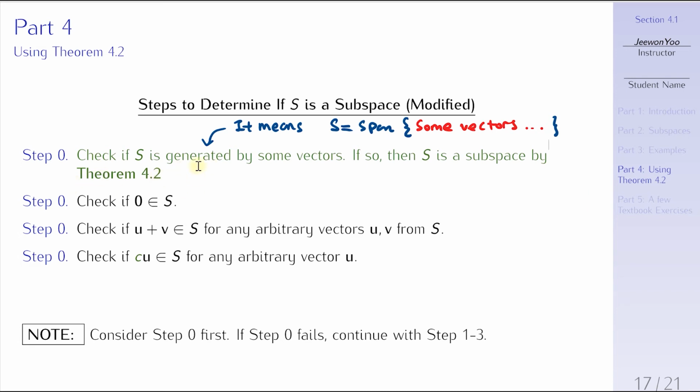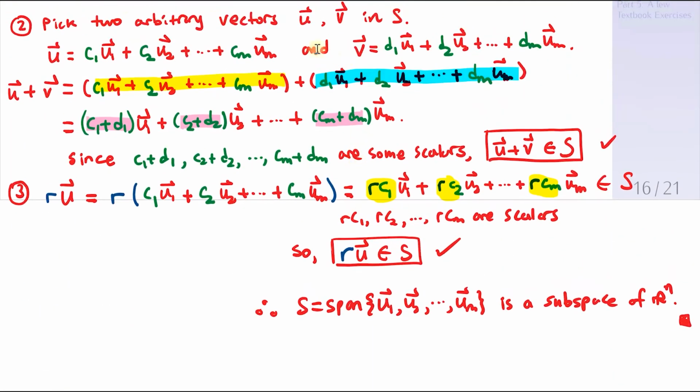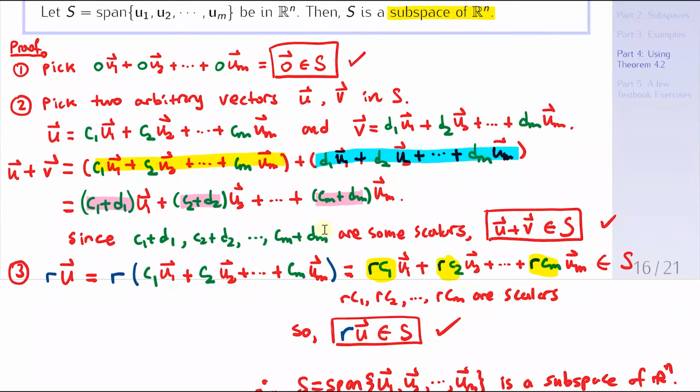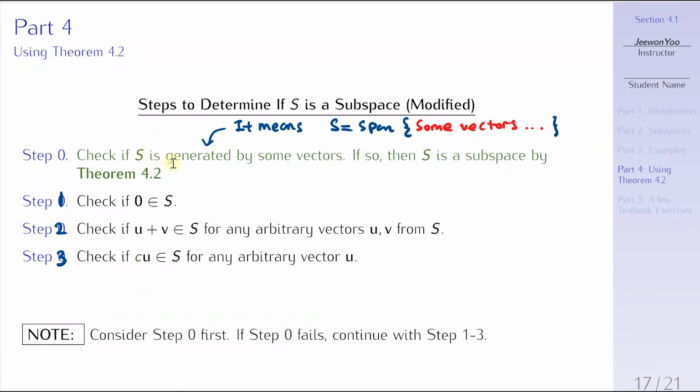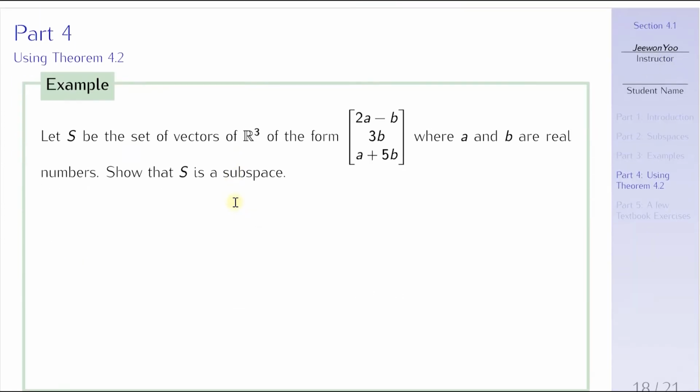Then you're done. If a set is not written as a span of blah blah blah, then you have to do the traditional way. Step 1, check if the zero vector is in S. Step 2, check if u plus v is in S. Step 3, check if the scalar multiple of u is in S, which means technically you repeat these processes for that particular problem. How about we solve one example that is applicable to theorem 4.2, such as this question, everyone.